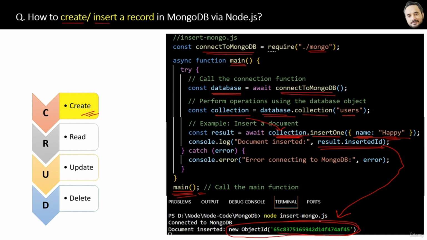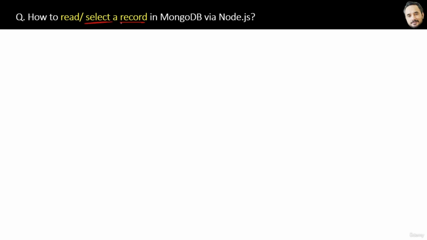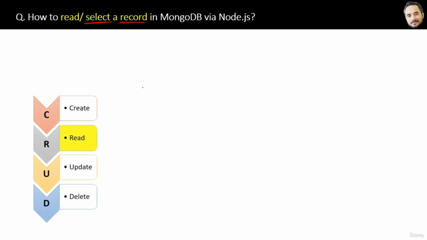Finally, as I said, the short answer is: to insert a record in MongoDB, use the insertOne method on a collection object. Okay, that's the answer. How to read or select a record in MongoDB via Node.js? This is the second CRUD operation, and it's very easy and simple.